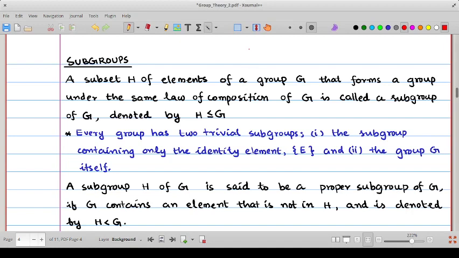Given a group G, a subset of the elements of G, let us call it H, may satisfy all the axioms of a group. And if such a subset satisfies all the axioms of a group under the same multiplication law as the group G itself, then such a group is called a subgroup of G.